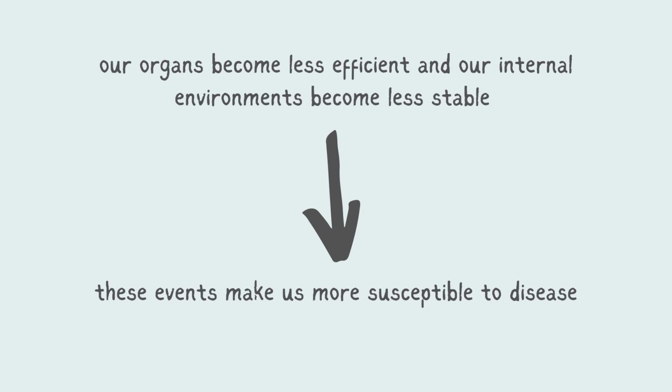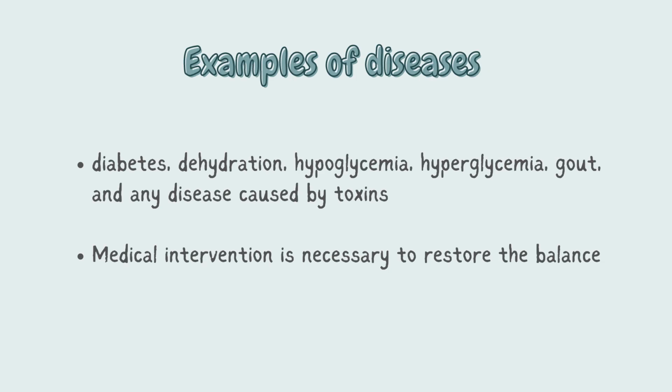Homeostatic imbalances will result in our organs becoming less efficient and our internal environments becoming less stable. These events make us more susceptible to diseases. Examples of diseases as a result of homeostatic imbalances include diabetes, dehydration, hypoglycemia, hyperglycemia, gout, and any other disease caused by toxins. It must be noted that when homeostatic imbalance becomes prolonged, medical intervention is necessary to restore the balance or permanent damage to organs may occur.